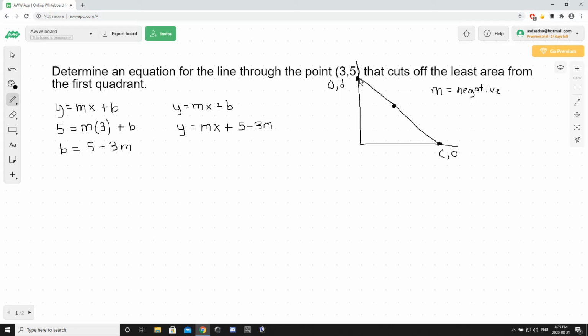So that means that the area of my triangle, well, you know that the area of any triangle is the base times the height divided by 2, right? So here the base is c, the height is d, so c times d divided by 2.